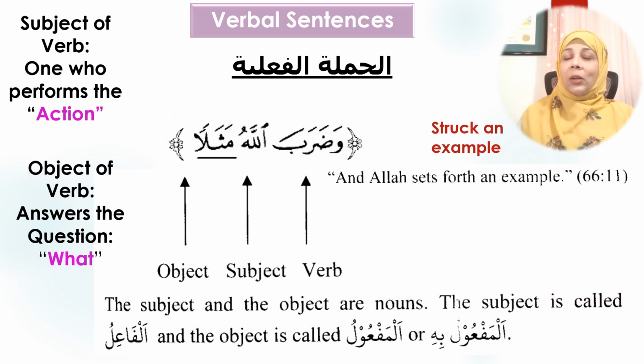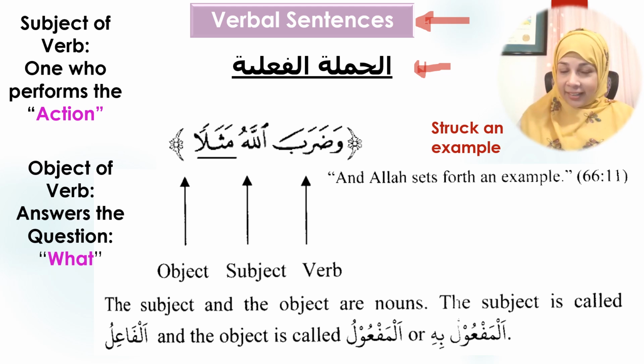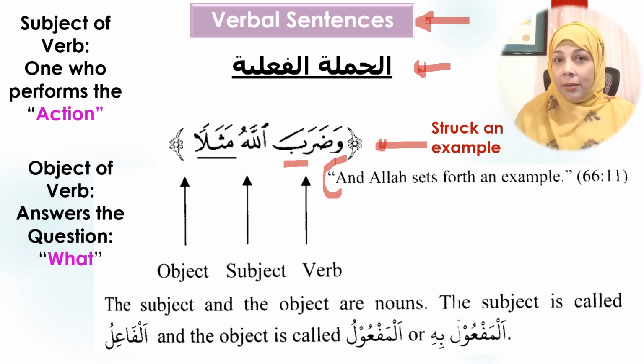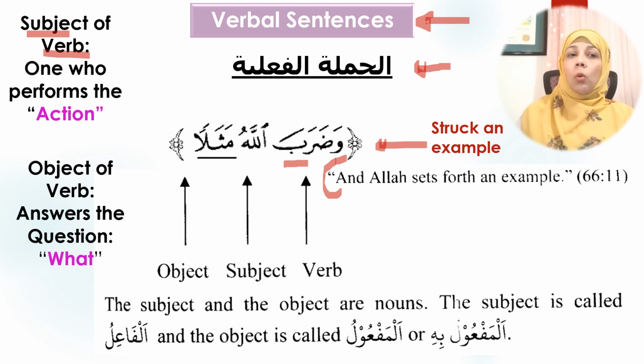Now let's take a look at another example of a verbal sentence, which is called al-jumlatul fi'liyatu in Arabic. So we look at this verse, which starts with a waw. As I said before, waw means and. The next word is daraba, which means he hit or he struck. But another way this verb is used is to mean he struck an example. And that's how it has been used here. So we also talked about subject of the verb is the one who performs the action of the verb.